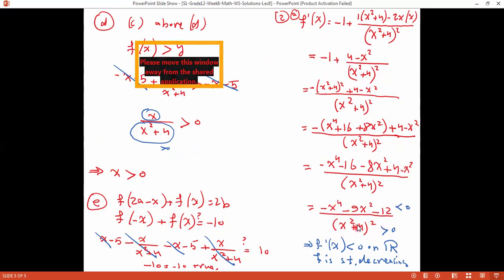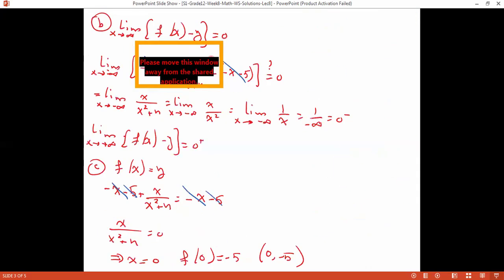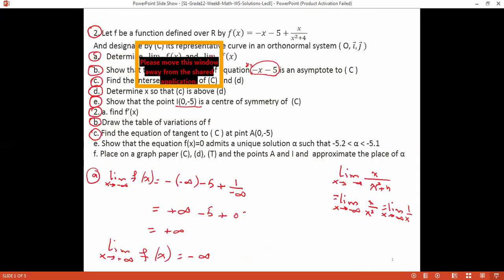Now we need to study sign. The denominator is always positive, and the numerator is always negative for every x. So then the derivative is negative for every x, then the function is strictly decreasing. So if you want to draw the table of variation, it will be in this way. So this is a continuous function, which is decreasing from plus infinity to minus infinity.